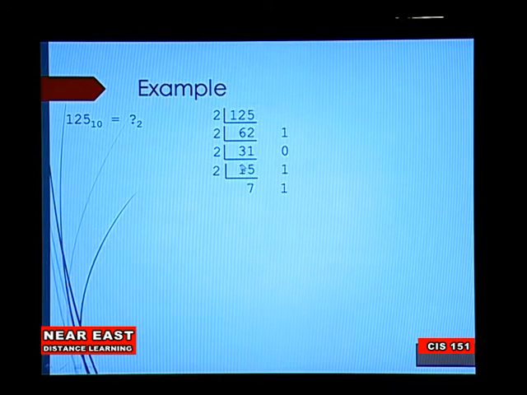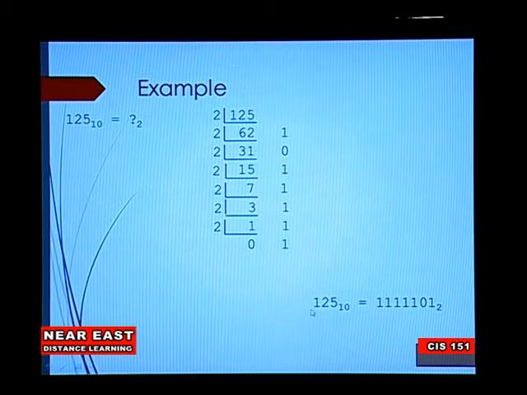Again, we divide 15 by base 2, which is 7, and the remainder will be 1. Again, we divide 7 by the base 2, which is 3, and the remainder is 1. Again, we divide 3 by 2, and it shows us 1, and the remainder will be 1. 1 divided by 2 is 0, and the remainder will be 1.